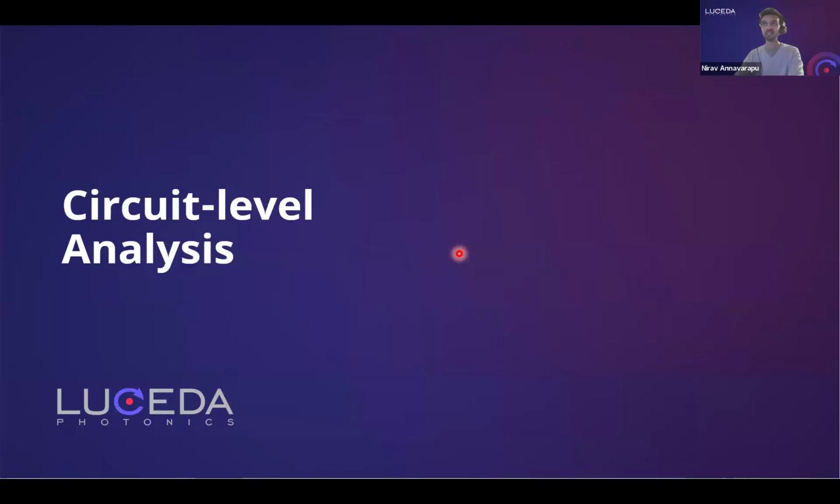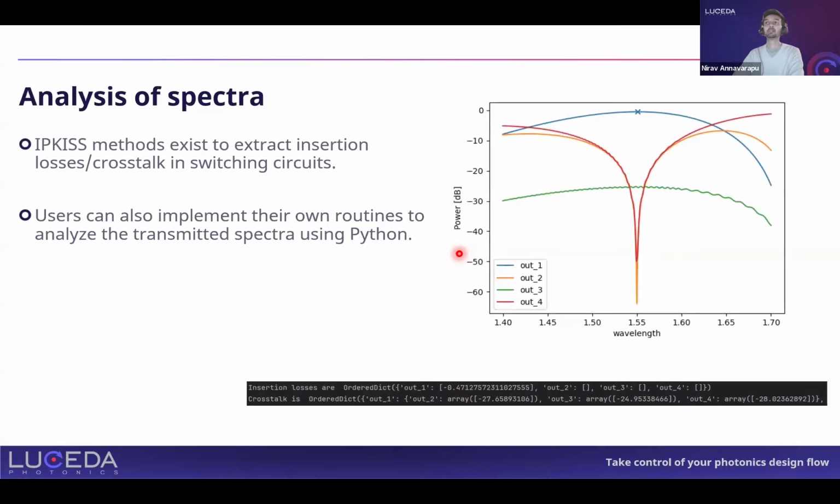Moving on to a circuit level analysis, we have IPKISS methods which can analyze the spectra which Caphe can simulate and extract common parameters which photonic designers would be interested in, such as insertion loss and crosstalk between different channels. Of course, since our platform is based on Python, you can also implement your own routines using Python.